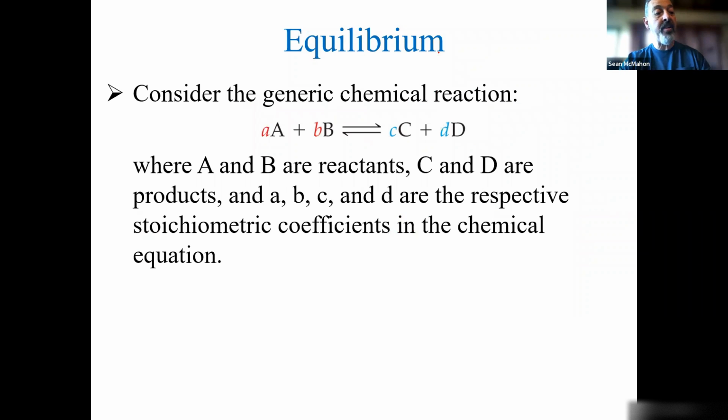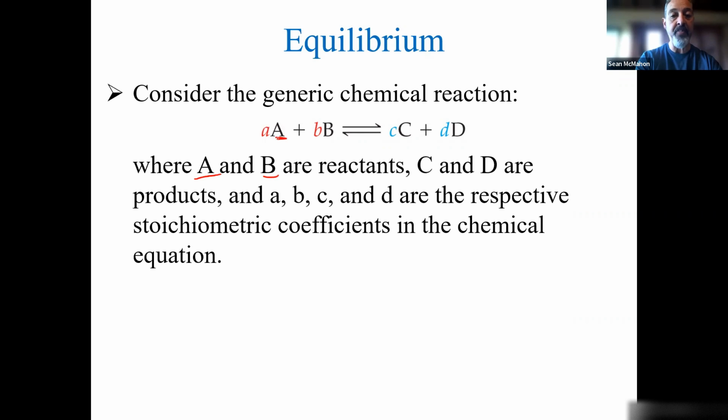So how are we going to determine that ratio of concentrations during equilibrium? When there is an equilibrium, equal rates of forward and reverse reaction, how are we going to determine those concentrations? That's where we develop what is referred to as an equilibrium constant. Our equilibrium constant is based on the actual reactants themselves.